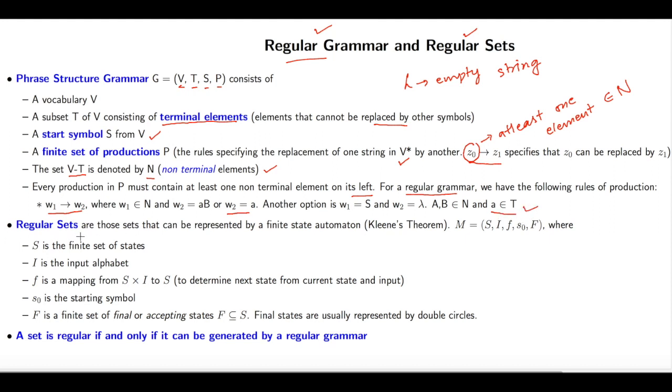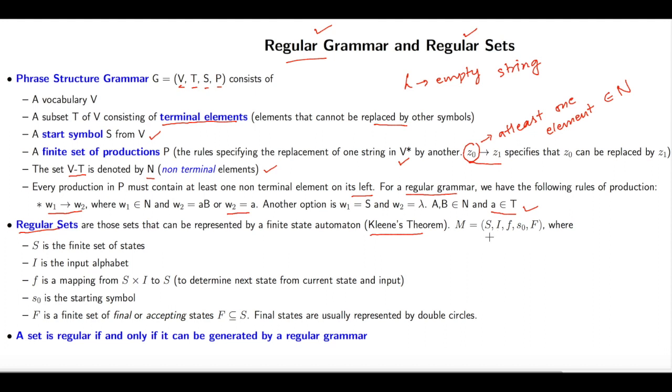Now let's define regular sets. Regular sets are those sets that can be represented by a finite state automaton. We have seen already from Kleene's theorem that regular sets and the sets represented by finite state automata are the same. Although there are other definitions of regular sets, we'll use this definition for our purposes in this video. So how do we define a finite state automaton?